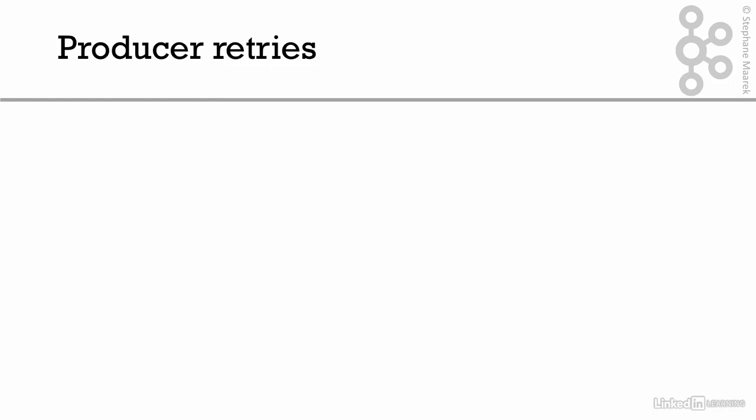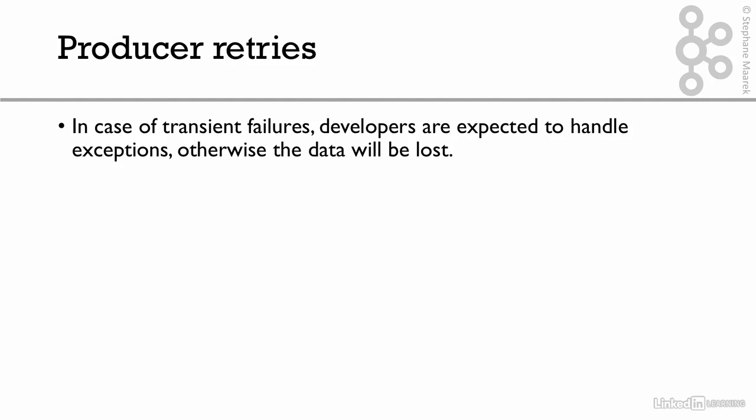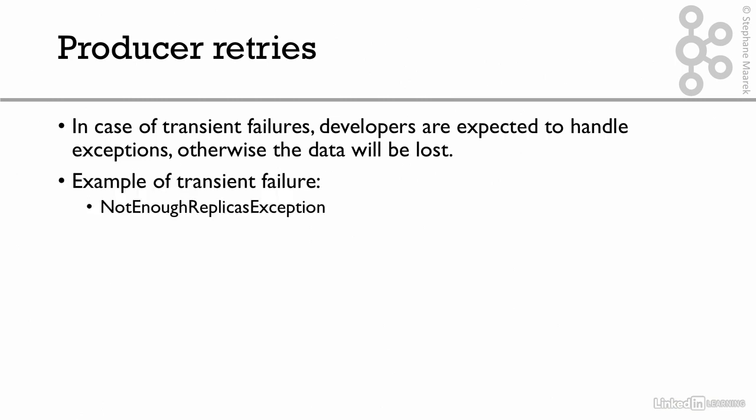Okay, so here is another very important setting, and it's called producer retries. So basically, when you have transient failures, the developers are expected to handle these exceptions in the callback. Otherwise, the data will be lost. An example of a transient failure would be a NotEnoughReplicas exception. So there's a retry setting which allows you to not deal with handling exceptions on your own.